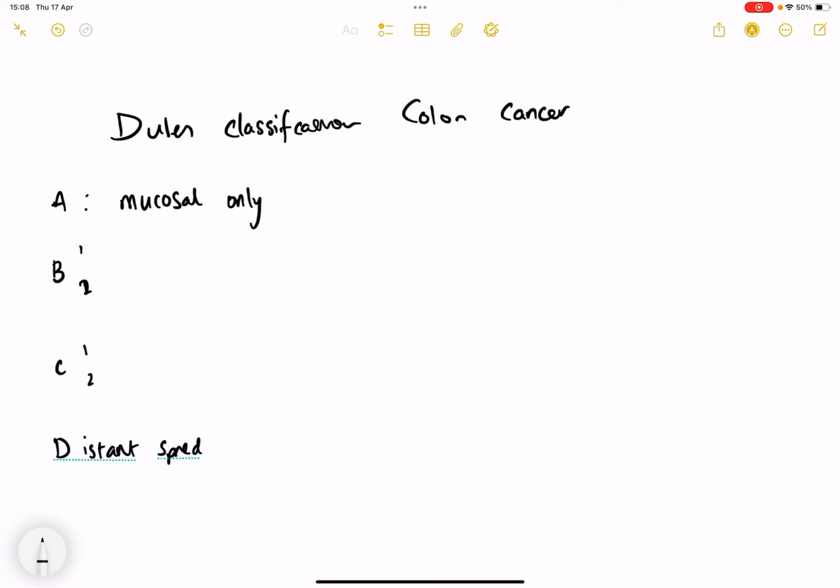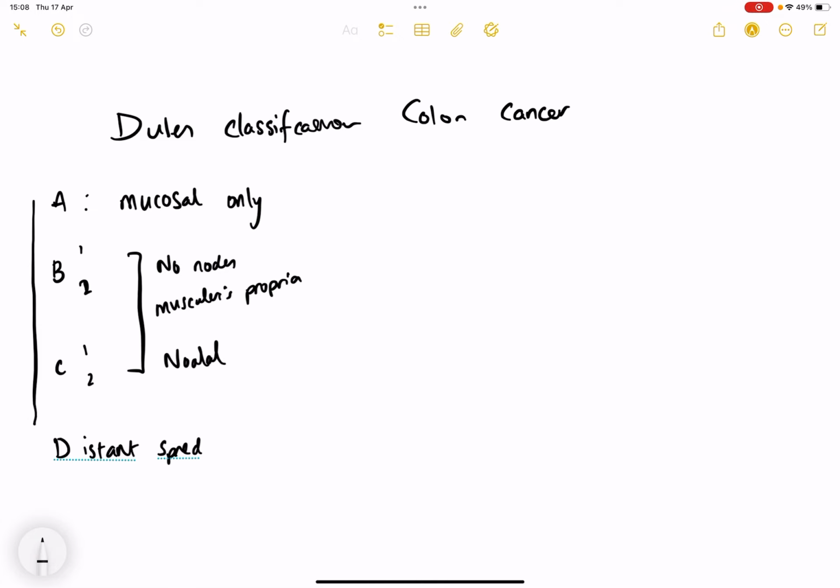Essentially what you need to remember is the main difference. Well, these two are very similar. And essentially the layer of the bowel wall that they're talking about is called the muscularis propria. Right? And the main difference between these two is in B, there's no nodes, and in C, there are nodes, nodal involvement. And you can imagine why that's relevant, because as you go down, essentially the mitotic rate and the metastatic potential of the cancers increases.